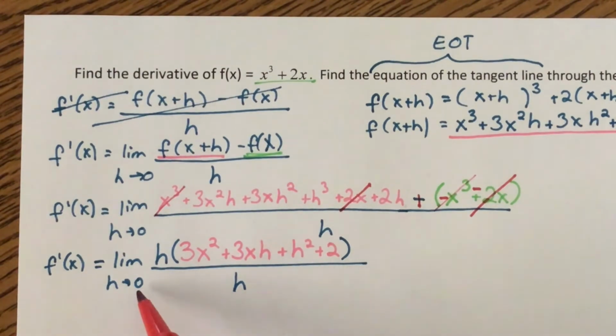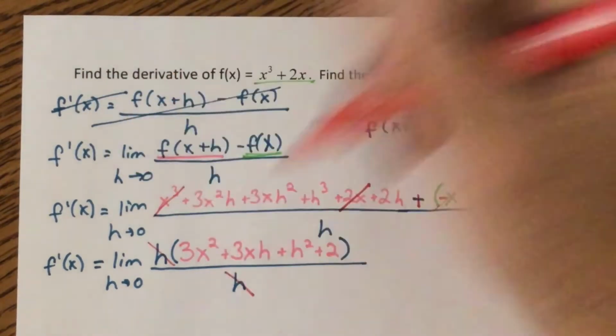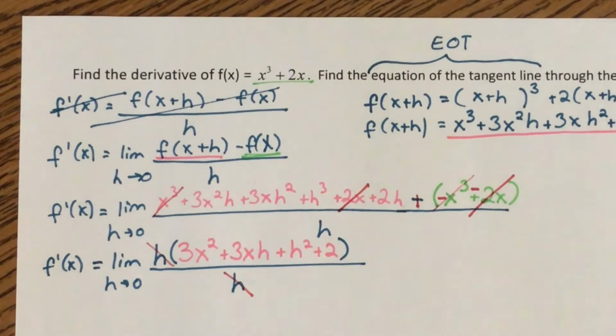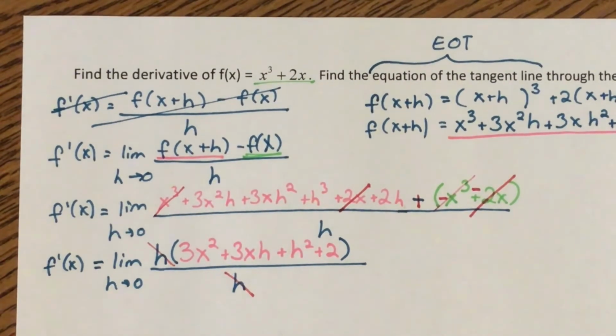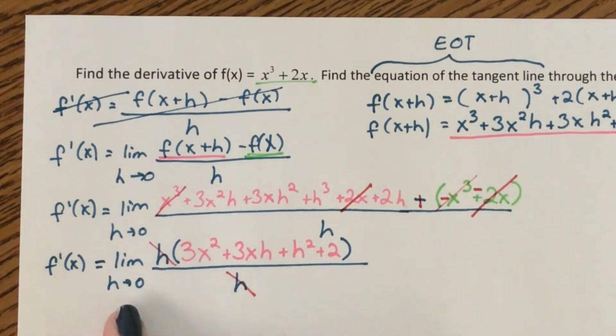So if you plugged in 0, you would end up with a 0 times stuff over 0. 0 over 0 is indeterminate. So let's cancel out the h that was factored out with the h in the denominator. You are welcome to write out this step again with just the pink part and your limit, or you can go ahead and plug in at this point.